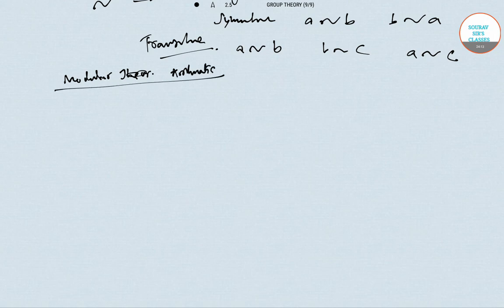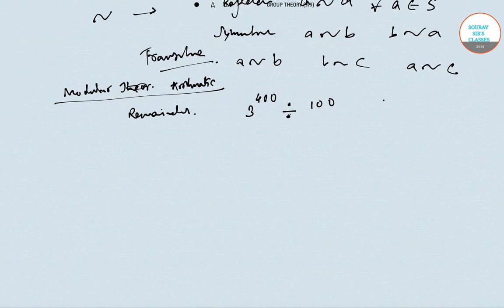See the modular arithmetic pattern. If they ask you what is the remainder of 3 to the power 400 upon dividing by 100, find the remainder. The answer is not 3, which may be coming into your mind. Or maybe they ask you to find the last two decimal places of 3 to the power 400. They don't want the last two digits. So how to proceed with this pattern?